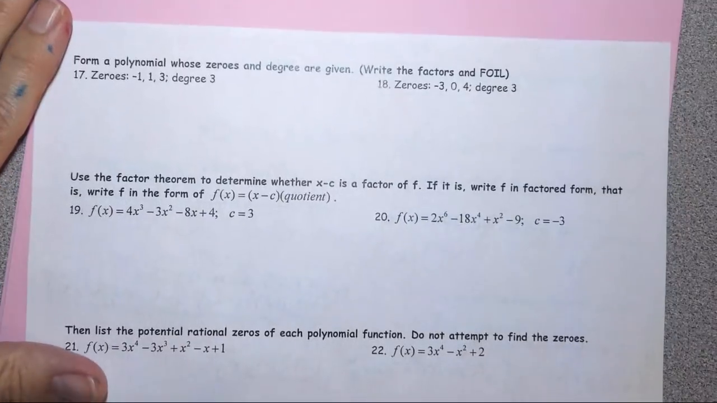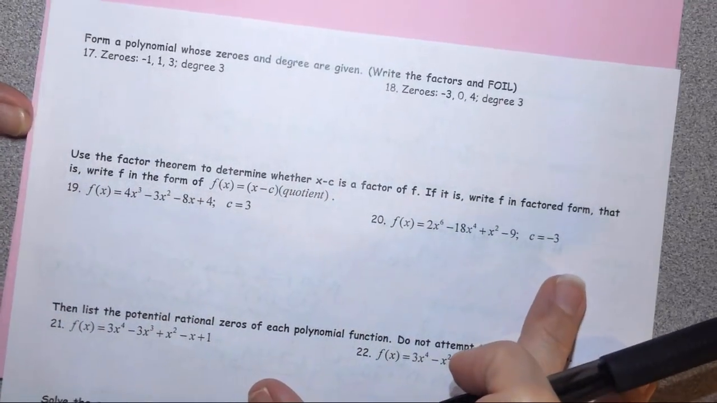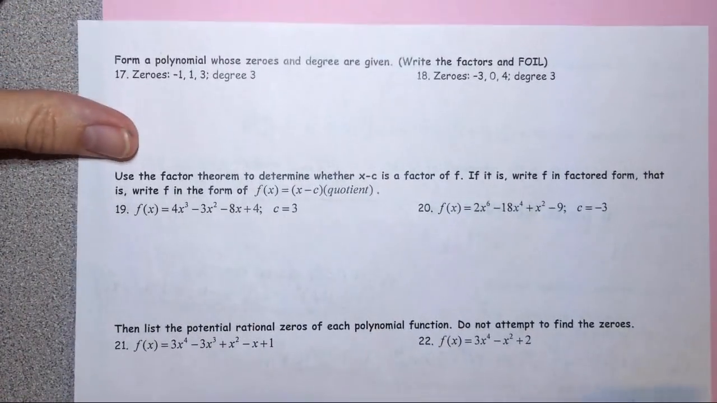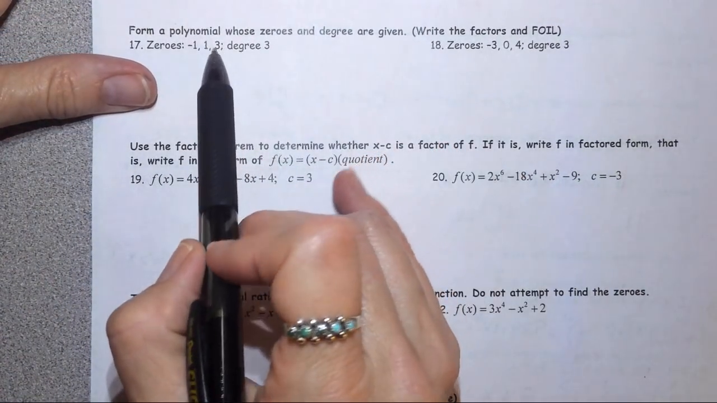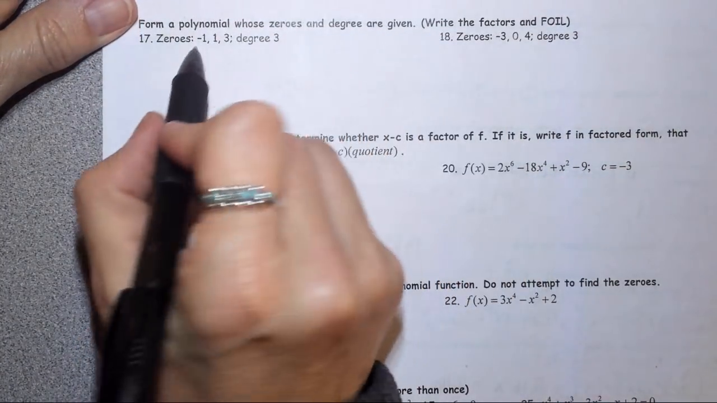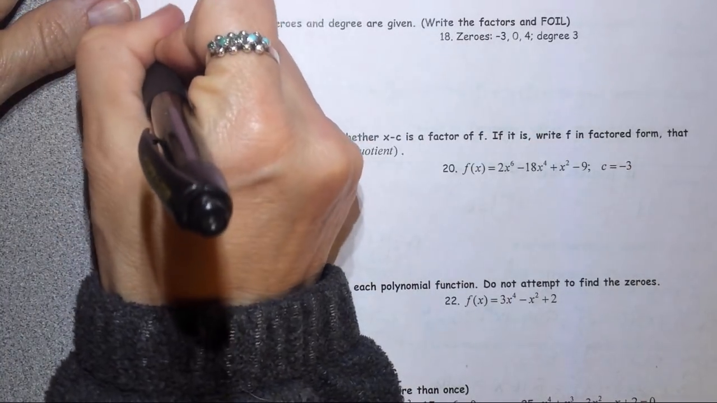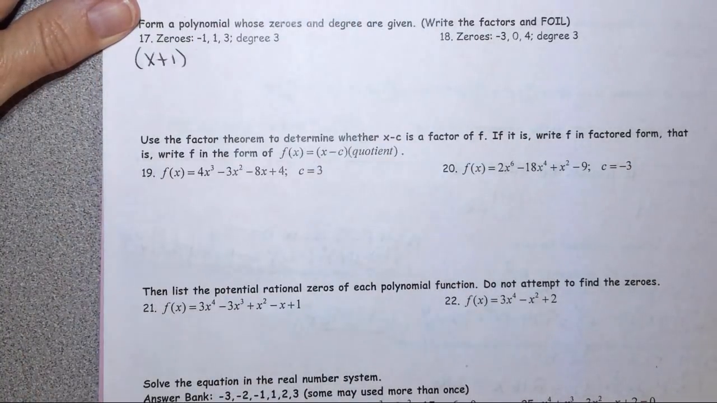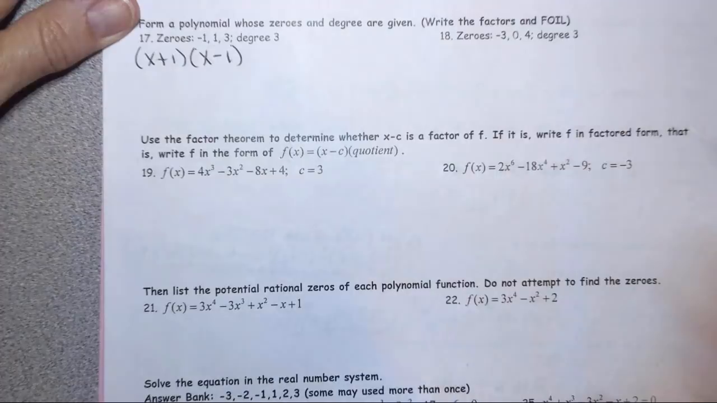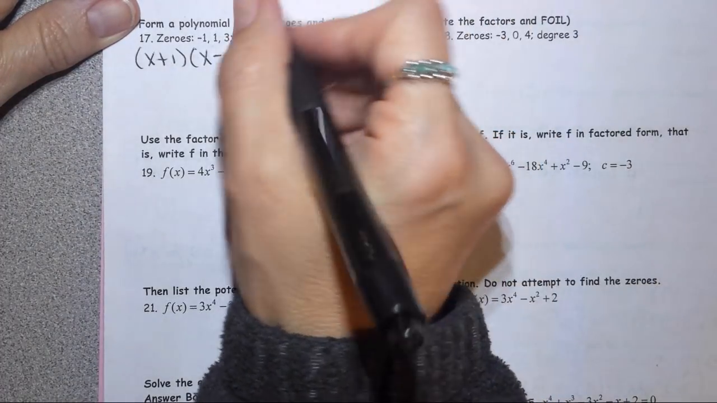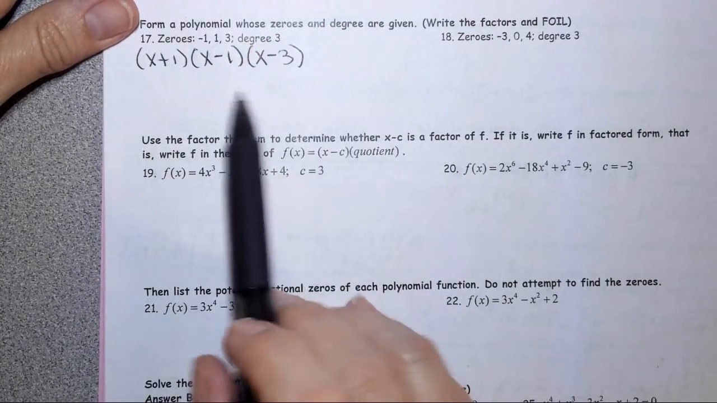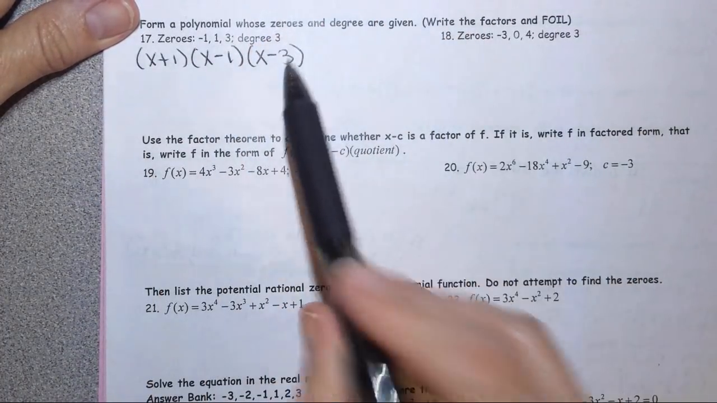So on 17 and 18, it asks me to form polynomials whose zeros and degrees are given. So one thing we learned about zeros is that you could write the factors of a 0 by writing down the opposite in the parentheses. So if they're telling me that I have a 0 at negative 1, it means that x plus 1 is a factor. If I have a 0 at positive 1, it means x minus 1 is a factor. If I have a 0 at positive 3, it means x minus 3 is a factor. So I did the first part, write the factors, check.